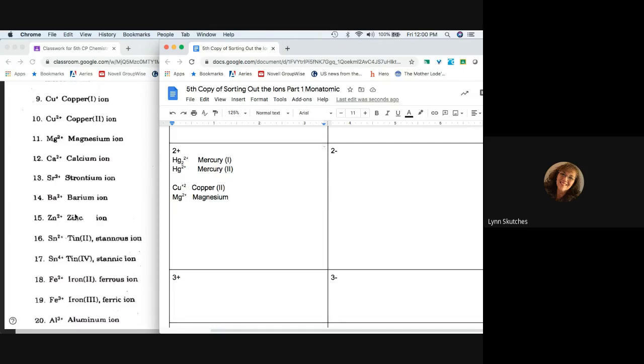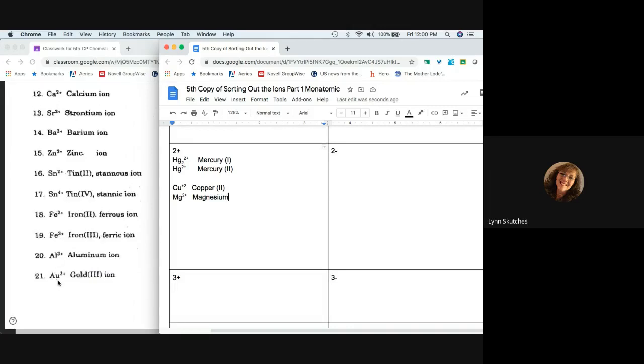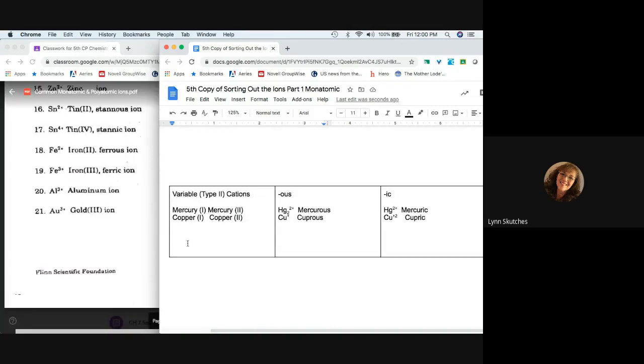Zinc's a little bit weird. I'll talk about that in a few minutes. Zinc is a transition metal, but it only ever has a +2 charge. So those would all go underneath magnesium. And then we've got tin and iron. So come down here.